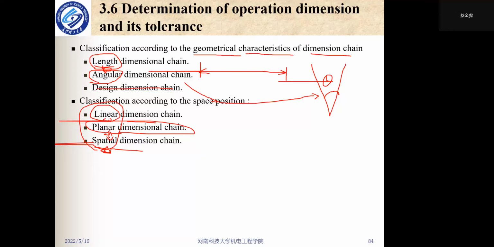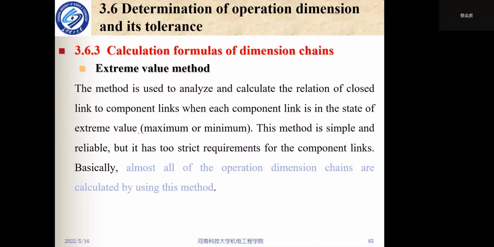So up to now we have learned some key definitions of the dimension chain: the definition, component links, and closed link. Component links can be divided into increasing and decreasing links. And there are three methods to classify the dimension chain. The next one we will go to is the calculation formulas of dimension chain.